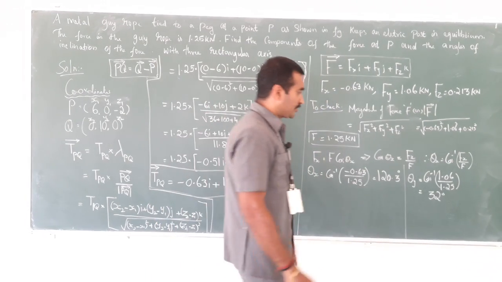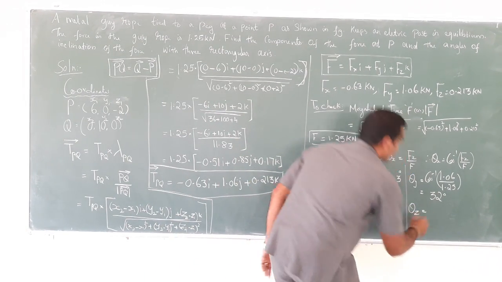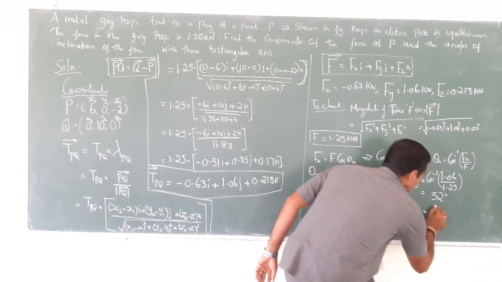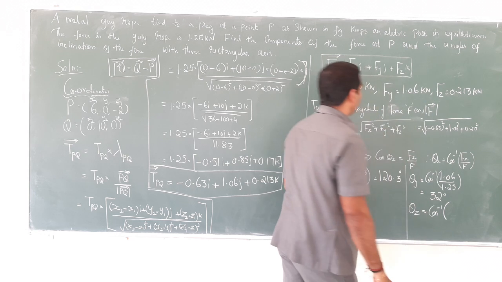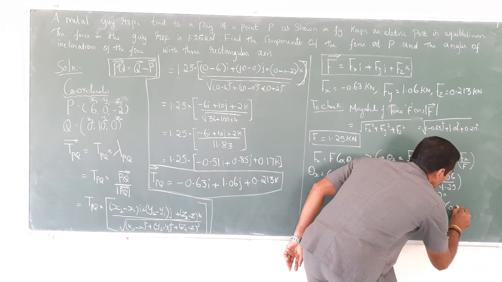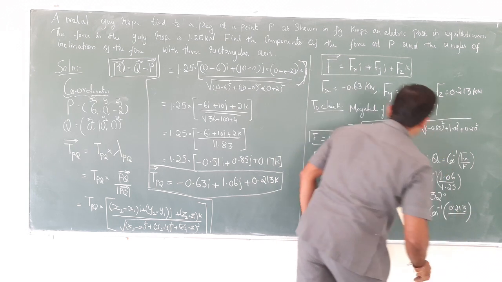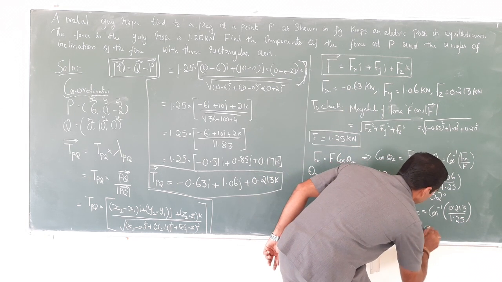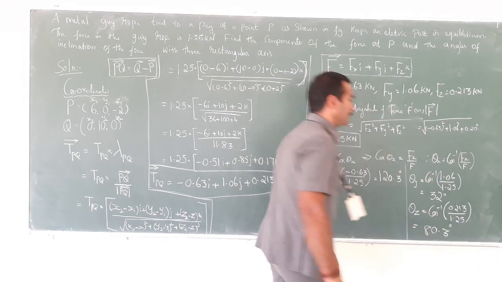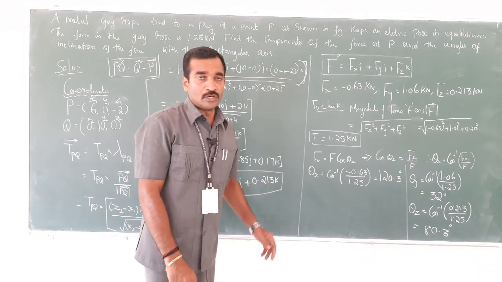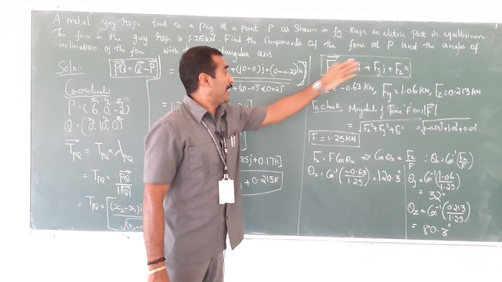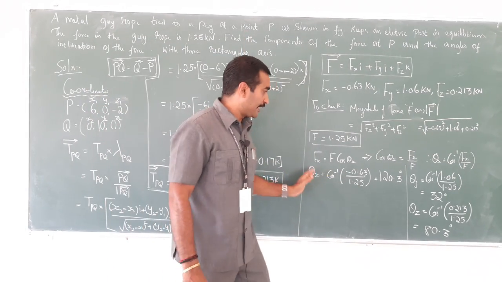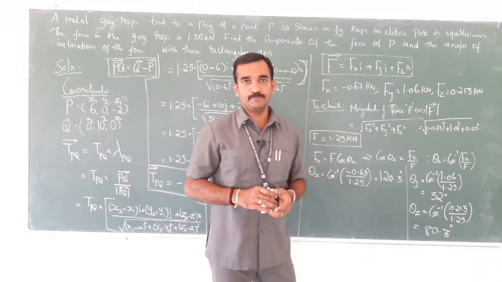Got it? Next, theta_z is equal to cos inverse of F_z by F, so cos inverse of 0.213 divided by 1.25, which would be roughly 80.3 degrees. Got it? In this question it is asked for the angles of inclination of the force with the three rectangular axes, which we have found as theta_x, theta_y and theta_z.